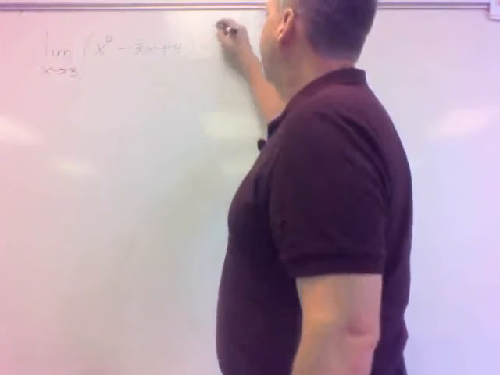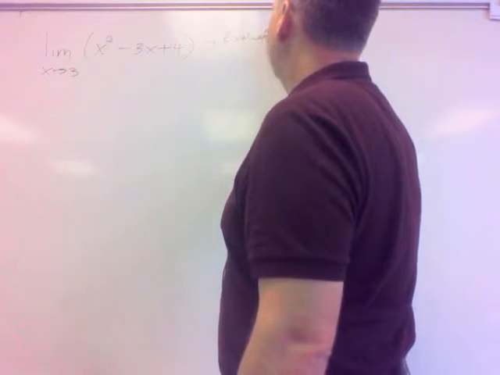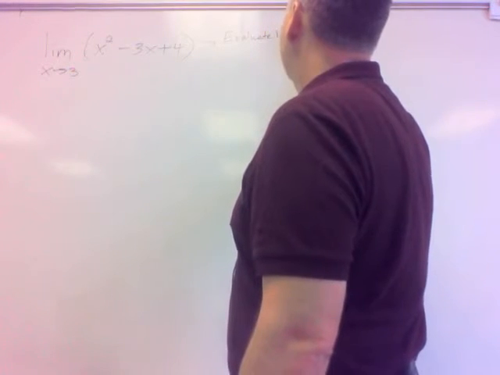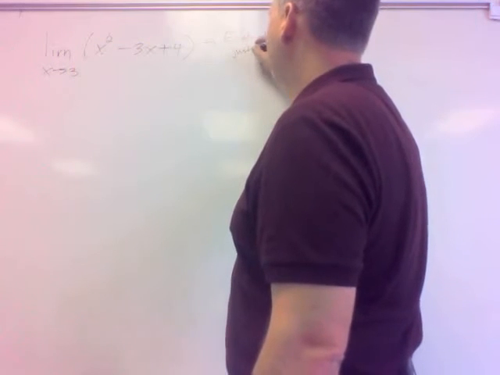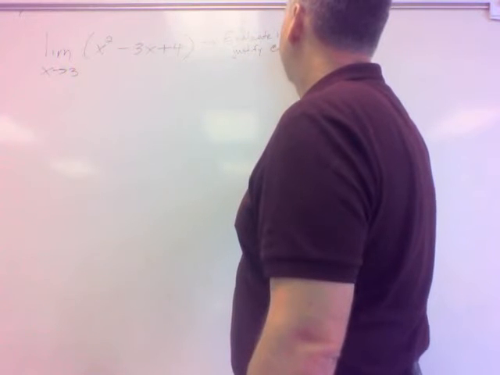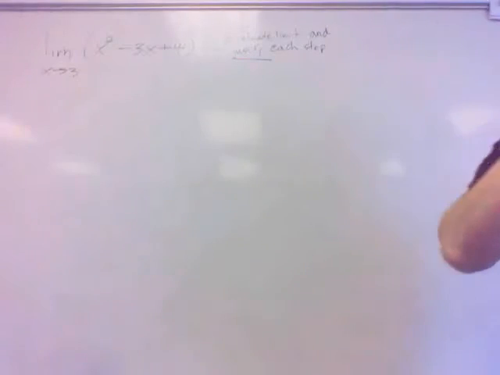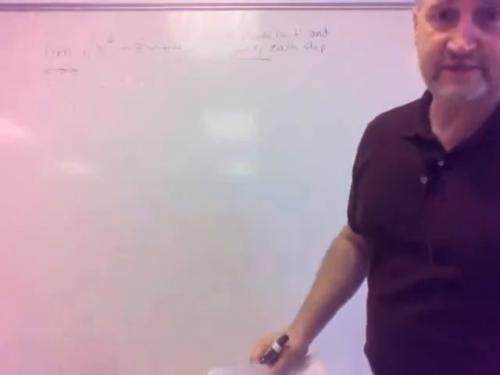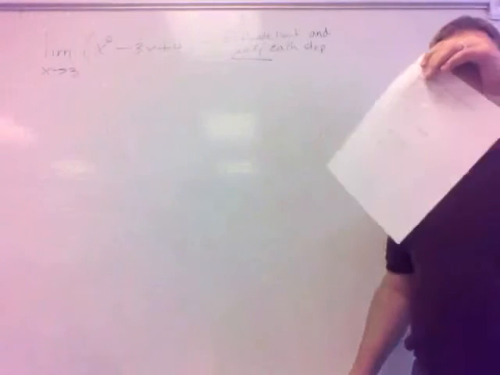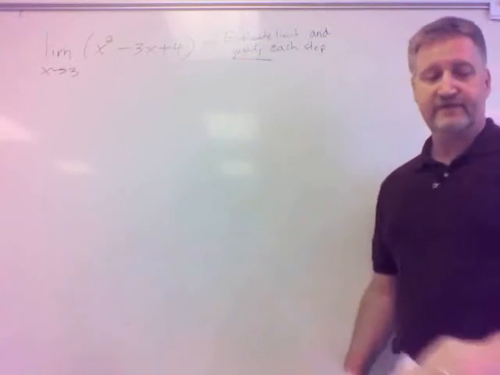Here are my instructions. Evaluate this limit and justify each step. Like I said, we'll just do this once or twice with this justifying. What I mean by that is take these limit laws that we just talked about on the handout and justify what we get to be the actual limit here.